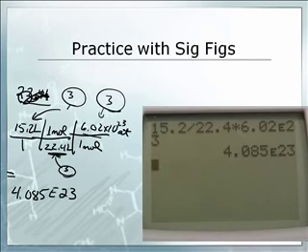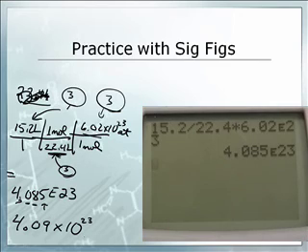So the 4 is significant down here, and the 0 is significant, and the 8 is significant, and then that 5, what does that 5 do? The 5 makes us round up. So this will be 4.09. Now I'm going to write it correctly, times 10 to the 23rd, and this will, by the way, be atoms.